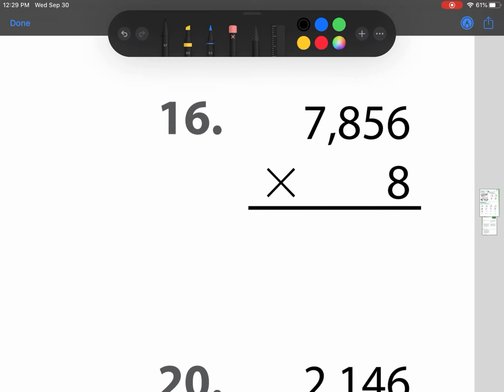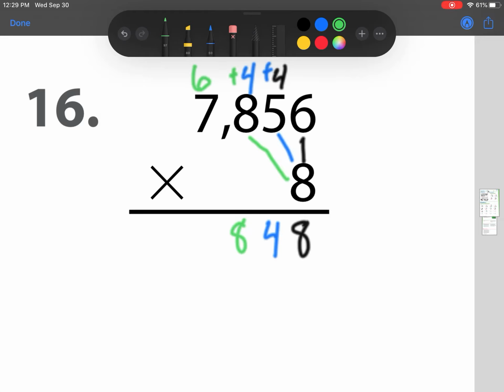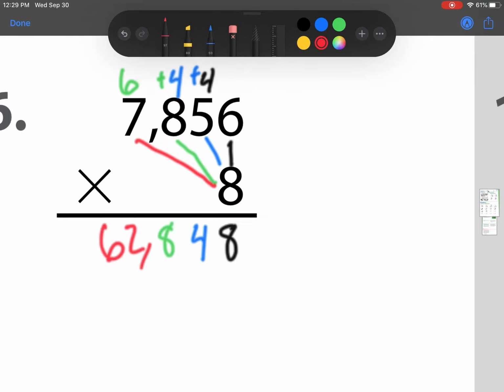Number 16. 8 times 6 is 48, regroup that 4. 8 times 5 is 40, plus 4 is 44. 8 times 8, oops, but I didn't regroup, so I need to put that 4 from that 44 there. 8 times 8 is 64, plus 4 is 68. Regroup that 6. And lastly, 8 times 7 is 56, plus 6 is 62, for 62,848.